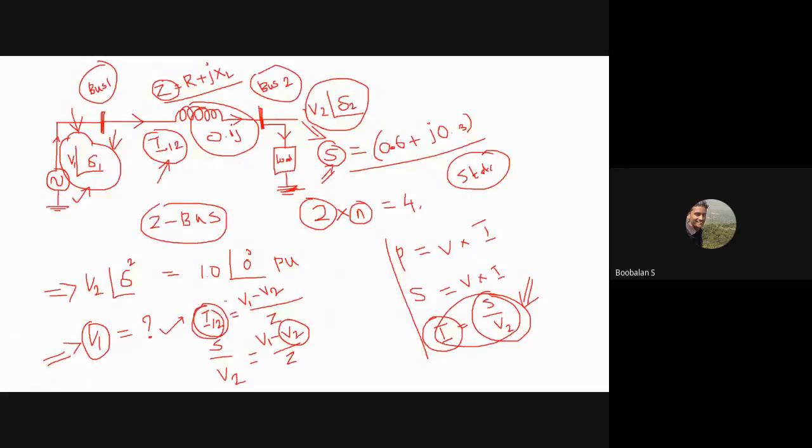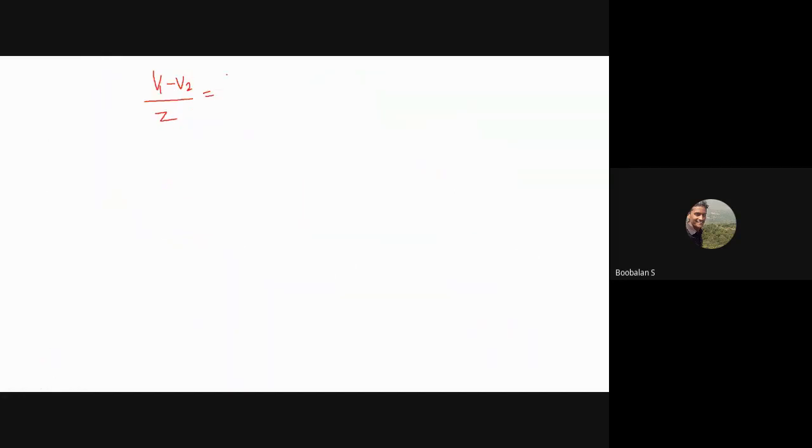Right? So finally, what is the simple formula? V1 minus V2 divided by the impedance is equal to... on the right side, instead of I2, we are not given it directly. So how can we calculate I2? It is the load divided by my receiving end voltage. This is the simple formula to calculate my I.